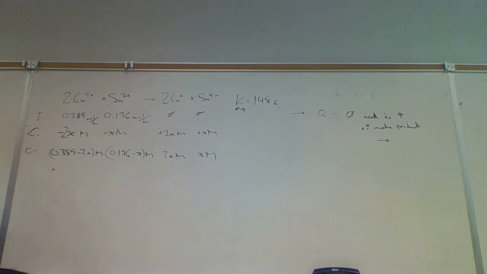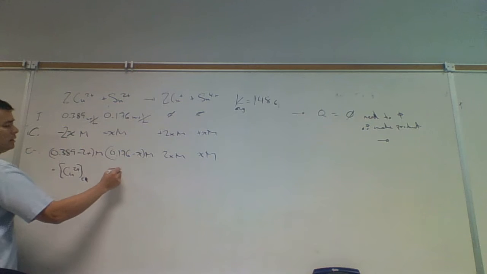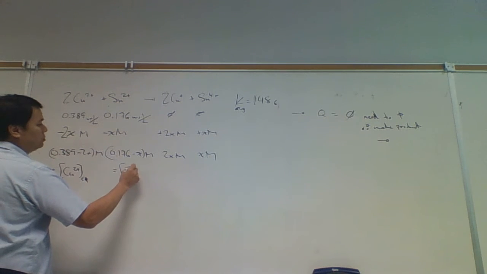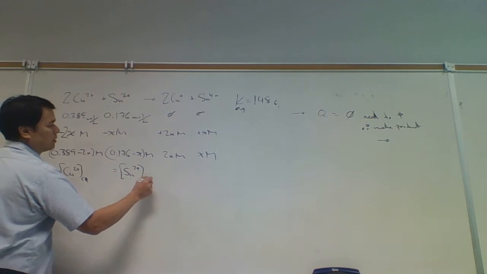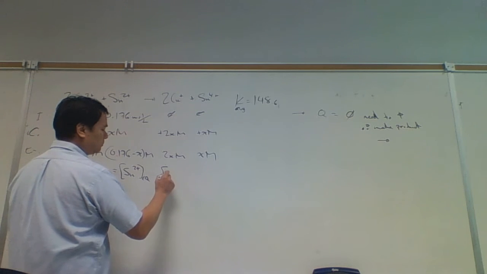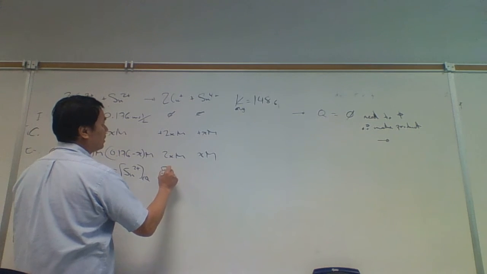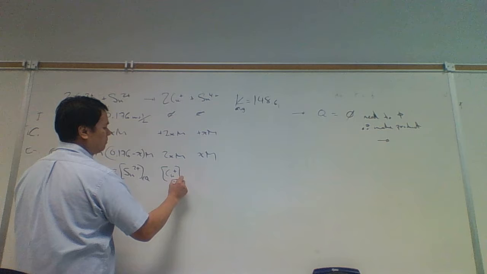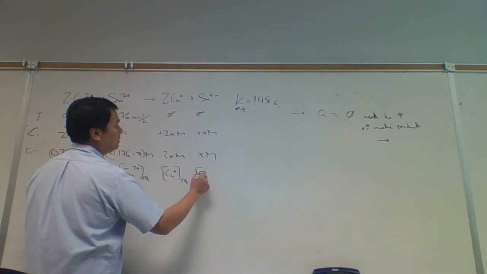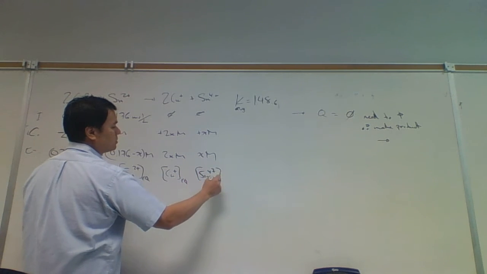And this is what we call the equilibrium concentration. So this is going to be the equilibrium concentration, or the end concentration, of copper 2 plus. This is going to be the equilibrium concentration of tin 2. This is going to be the equilibrium concentration of copper 1. And tin 4's equilibrium concentration.